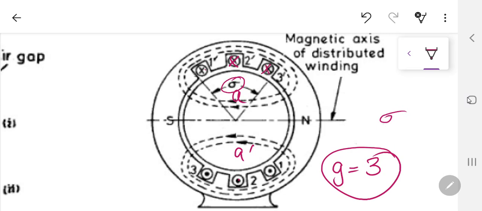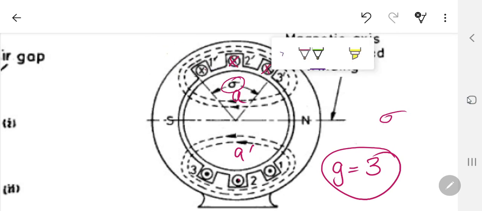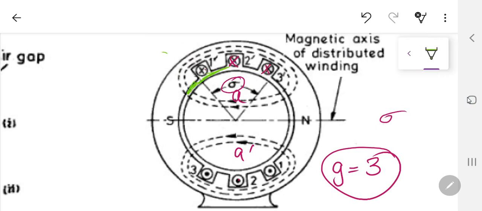Now, how is this going to change the MMF waveform inside the air gap? So again, the question is: the MMF inside the air gap of the magnetics, how is it going to change? This is the main question here, in the air gap.